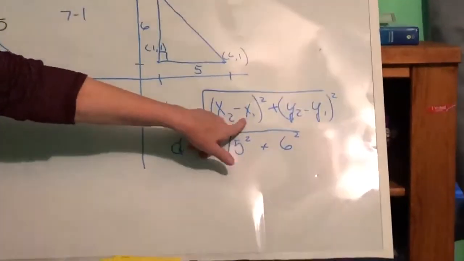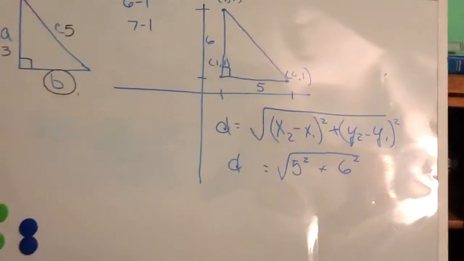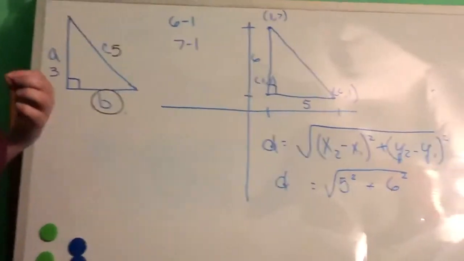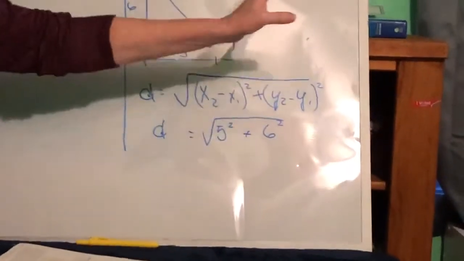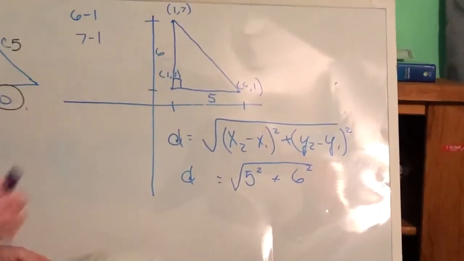Watch your signs. Very often, you're going to be subtracting a negative. Sometimes you'll add negatives. If your signs are wrong, everything will be wrong. So it's very critical that you take care of your signs.